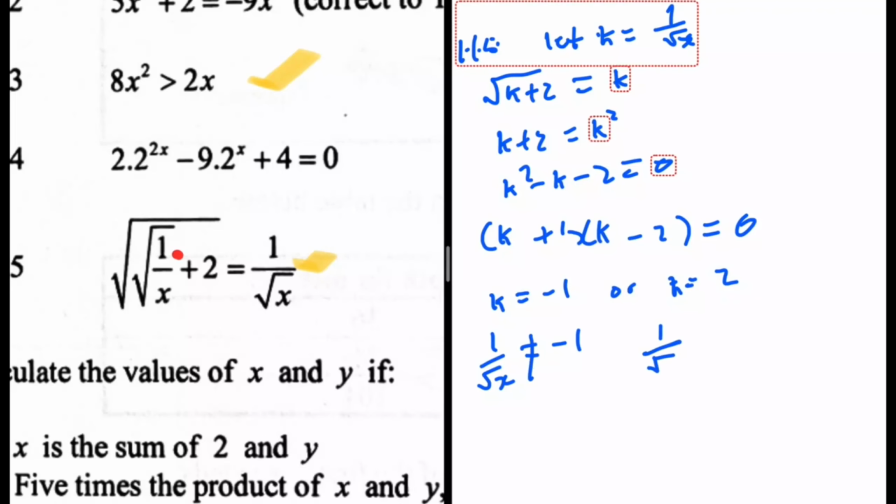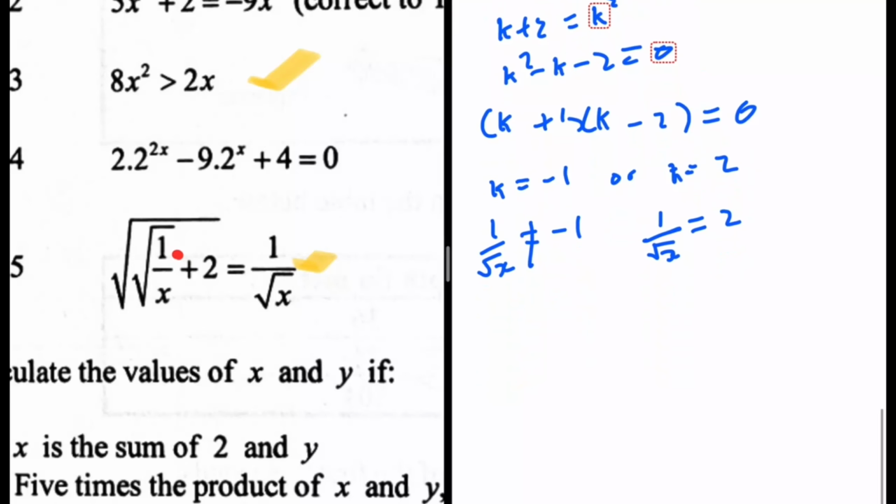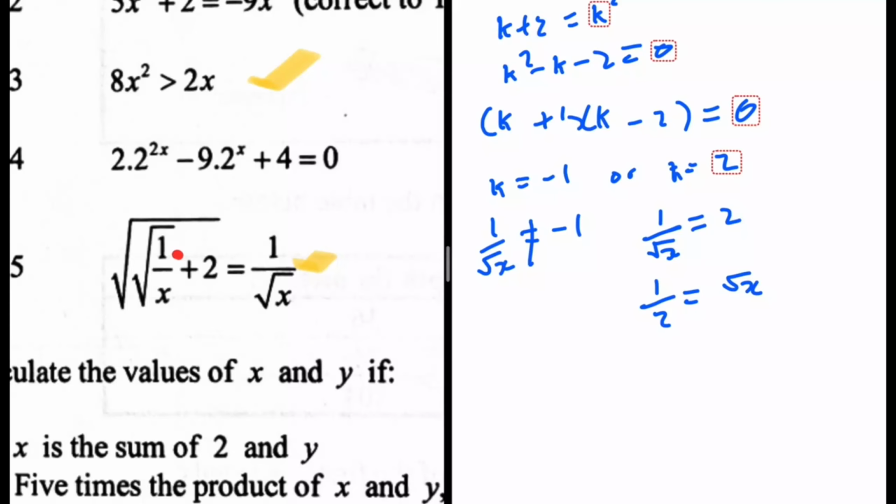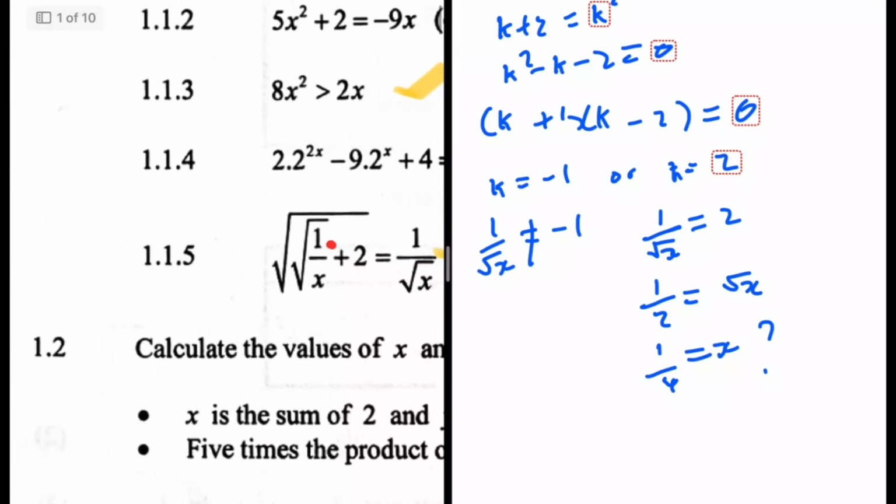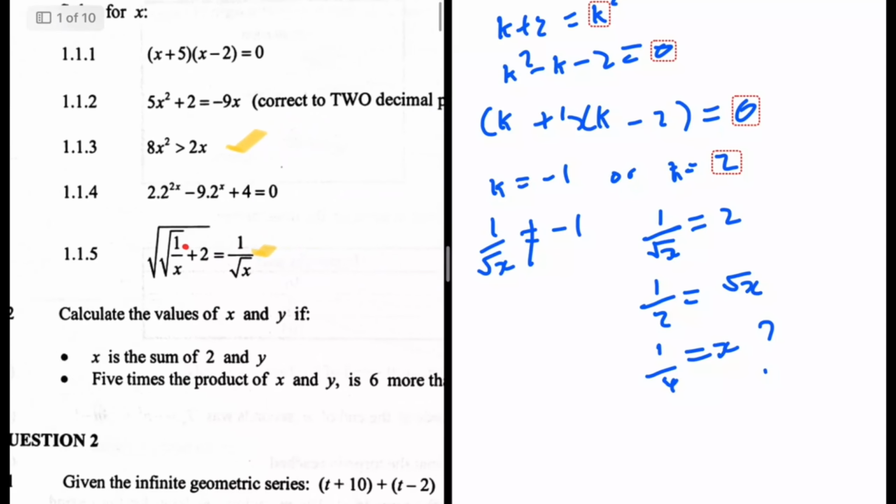What about 1 over square root of x equals 2? That seems fine. So 1 over 2 is equal to square root of x. So we square both sides. What do we get? 1 over 4 is equal to x. Is that what we get? Seems like it. Right, that is 1.1.5.